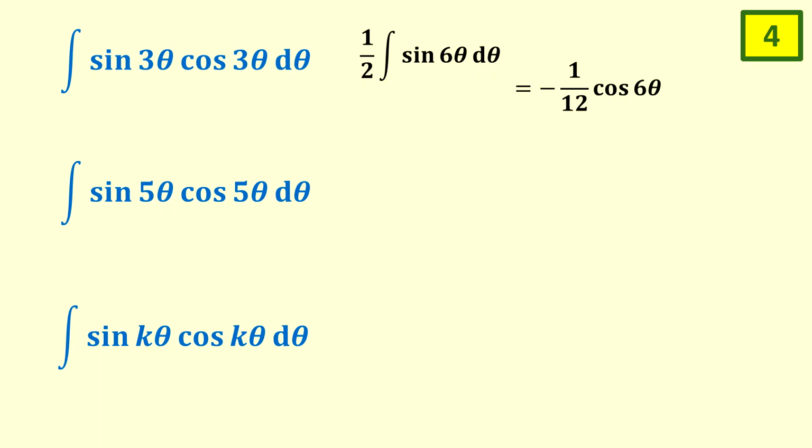For the next one, sine 5 theta cos 5 theta, that's going to be the same as half of sine 10 theta. And again, when we integrate that, the integral of sine is negative cos, and we need to divide this time by 10. So we get negative 1/20 of cos 10 theta.